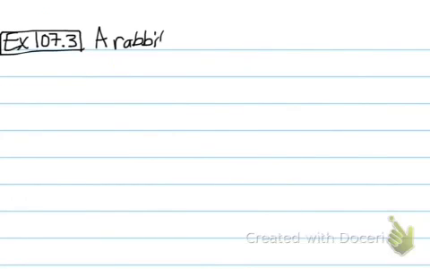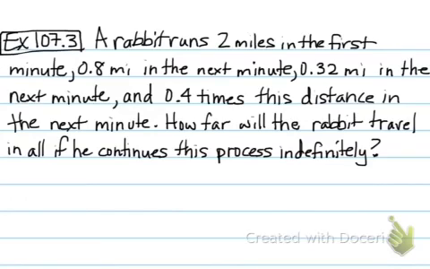Okay, last example. A rabbit runs 2 miles in the first minute, 0.8 miles in the next minute, 0.32 miles in the next minute, and 0.4 times this distance in the next minute. How far will the rabbit travel in all if he continues this process indefinitely? So this problem is a little bit quirky. I'm not sure that the rabbit can actually run 2 miles in 1 minute, but we'll just take the problem as it is. And it says he's going to run indefinitely, which, again, not very probable.